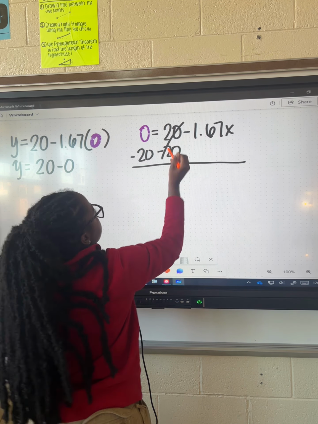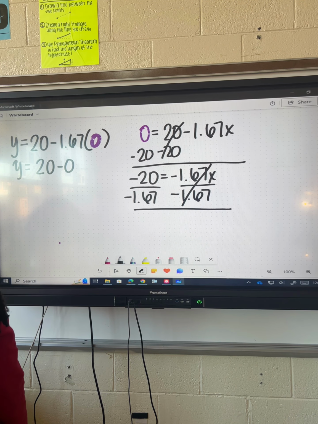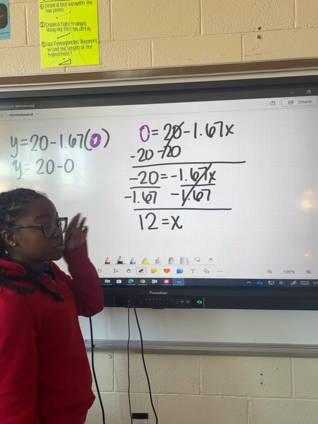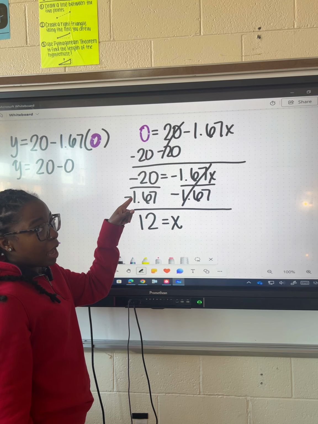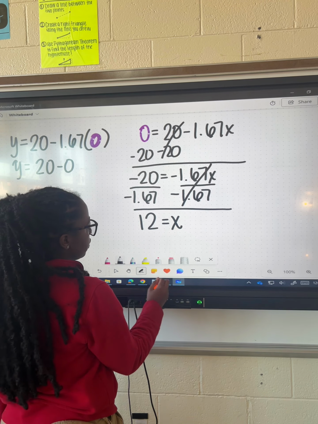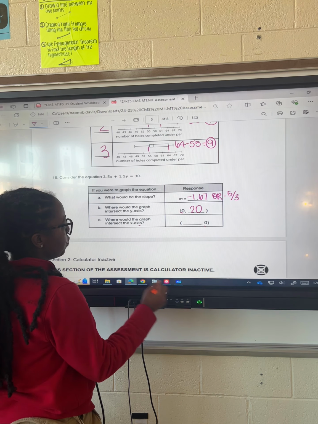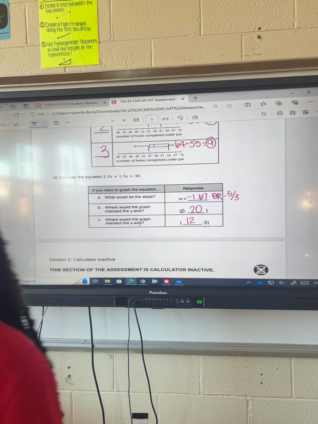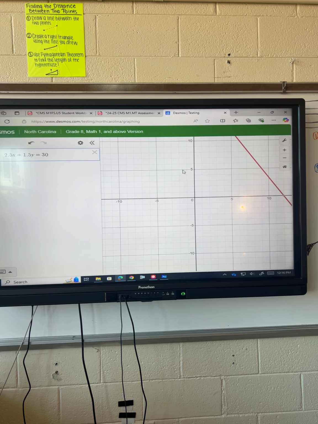Solve like regular. 12. Okay? And if you didn't get exactly 12, it's because you used the decimal. I divided by 5/3. So it's okay, but 12. Okay? Just so we can have a more specific answer. Now, let me show you how to do it on Desmos. Okay, I get this line.